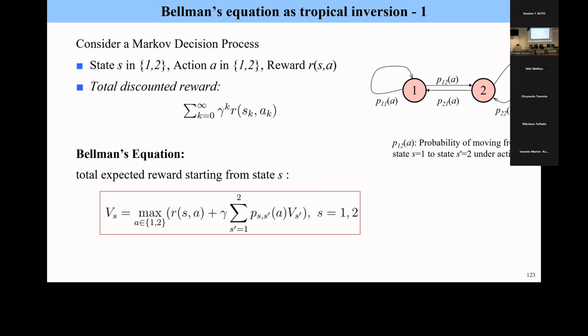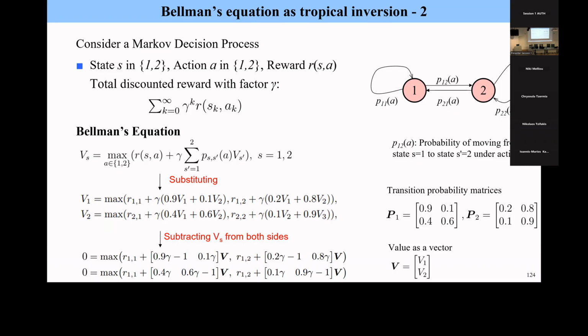So the Bellman's equation gives us the total expected reward V(s) starting from a state s. And this Bellman's equation has this well-known form. The functions P with subscripts s and s prime represent the transition probabilities of moving from a state s to a state s prime under action a. Just fairly well-known ideas behind Markov decision processes.